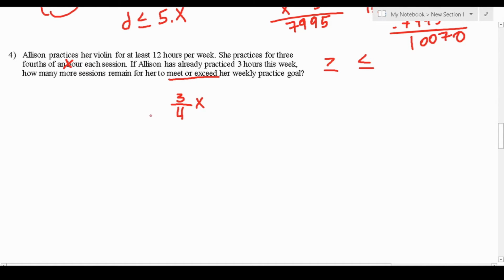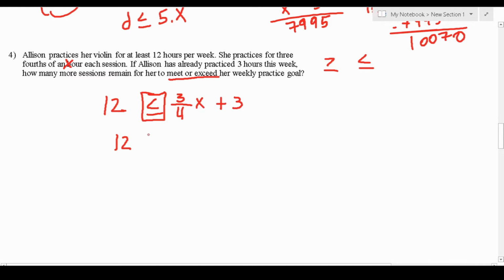And we're told, in addition, that she already practiced 3 hours this week, so we're going to put a +3 there. Again, we have to decide which of the two inequalities we're going to put in the box. And again, we're told she practices her violin for at least 12 hours per week. Now, this is the amount of practice she does per week, and we want this to meet or exceed 12. So in other words, this side of the inequality is going to be greater than or equal to 12. With that inequality written, we can go ahead and start solving.